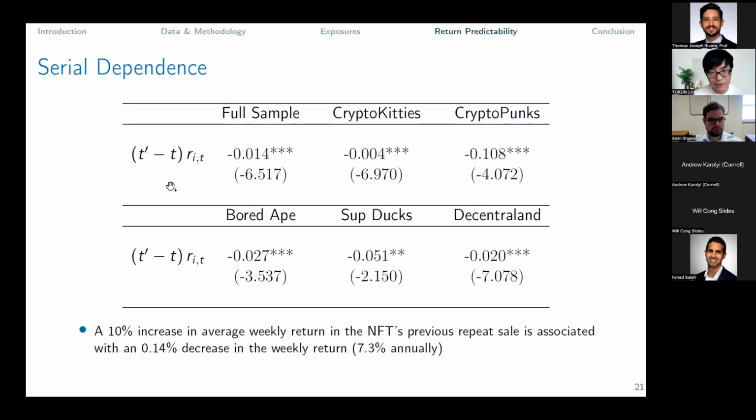You can see that there's a very strong reversal effect, namely that if the returns of the previous sale of this NFT were high, the future returns are going to be lower. A 10% increase in the average weekly returns of the NFT's previous repeat sales is roughly associated with a 0.14% decline in the weekly returns. This effect is a little bit smaller than the previous ones, but it's still consistent across all the different sub-collections and the full sample.